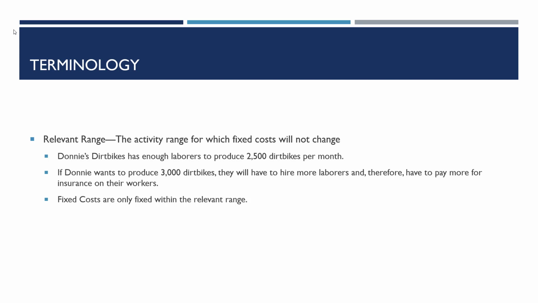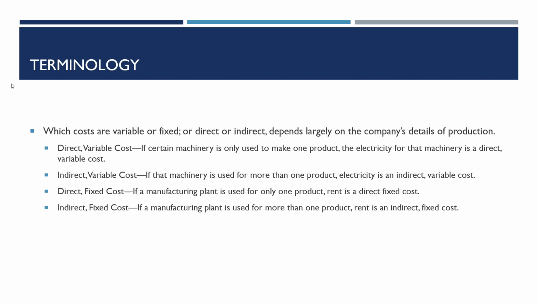But if you want to make 3,000 dirt bikes, well, then you might not have enough production capacity. You might not have a big enough facility. You need to rent another production facility. You have exceeded your relevant range. So costs in this instance can be direct, they can be indirect, they can be variable, and they can be fixed. And what is a direct variable cost, an indirect variable cost, a direct fixed cost, or an indirect fixed cost all depends on the setup of your production.